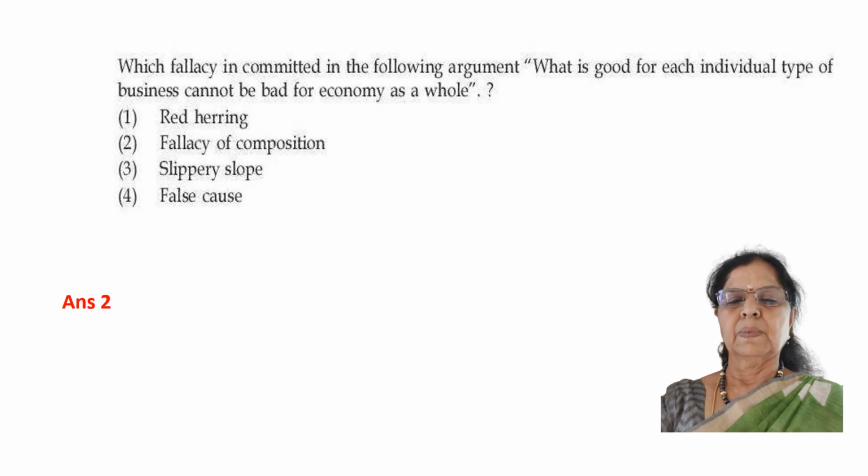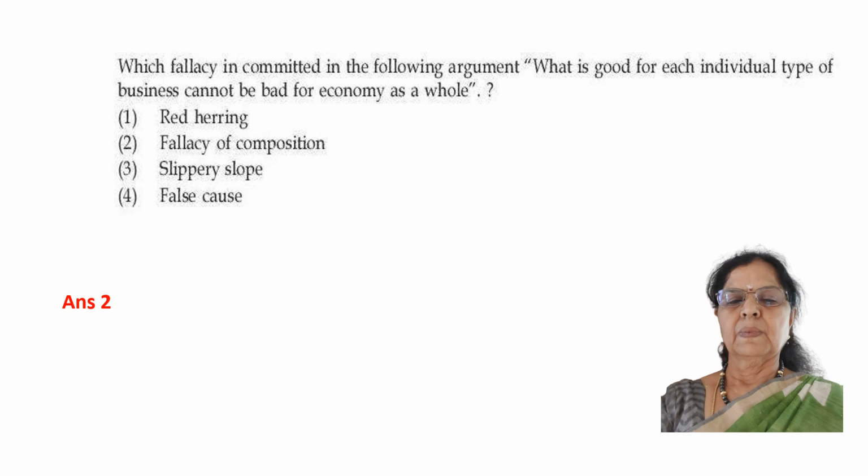Well, look at this question. Which fallacy is committed in the following argument? What is good for each individual type of business cannot be bad for the economy as a whole. What they mean here is that what is good for one type of business is good for all. What is good for one is good for all.